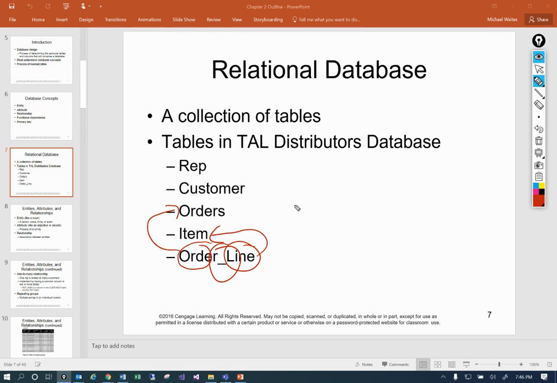So this is a little weird. They didn't really do it like I would expect. So you would see order item. But that's okay. We're going to go ahead and understand that that's what they're trying to do here with this particular underscore.